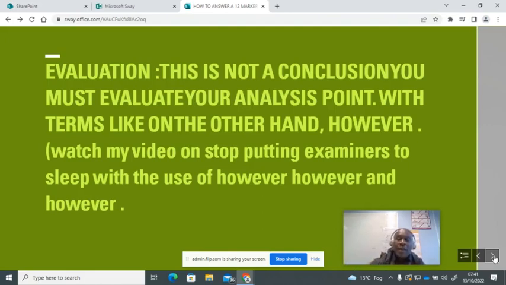I've got that. If you look at my playlist, I've got lots of stuff for knowledge, application, analysis, evaluation, how to draw very good diagrams, and also how to use different terms rather than just "however" all the time. But the key point is you must evaluate your analysis points. That's very, very key. Whatever point you've made in your analysis, your AO3, you must evaluate that particular point in AO4. Okay? Very, very important.